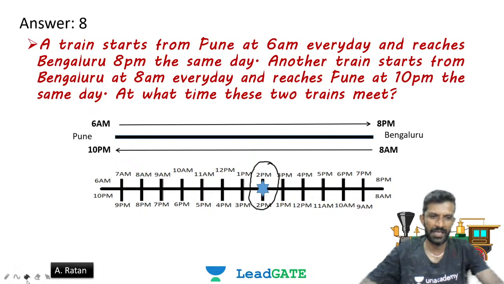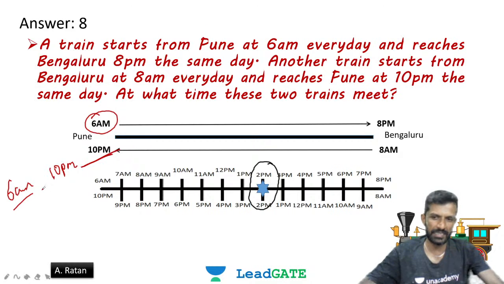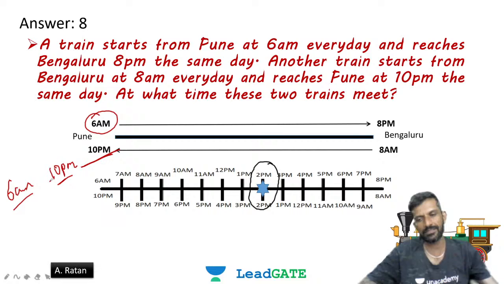Try to understand. Take the starting time of one train, like you are taking the starting time of this, that is 6 AM, and the reaching time of another train. Another train's reaching time is 10 PM. If you are taking the starting time of one train, you have to take the reaching time of another train. Now from 6 AM, the starting time of the first train, to the reaching time of the second train, 10 PM, how many hours gap is it?